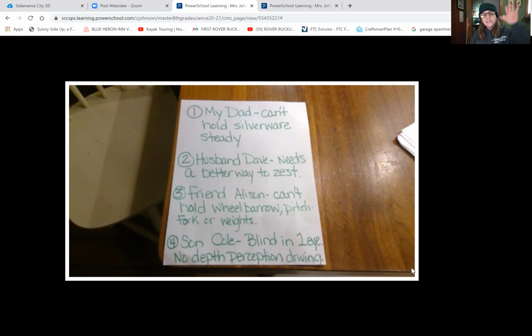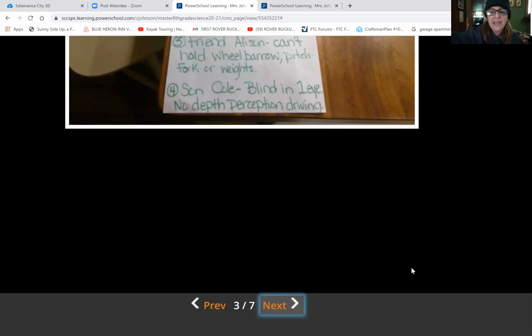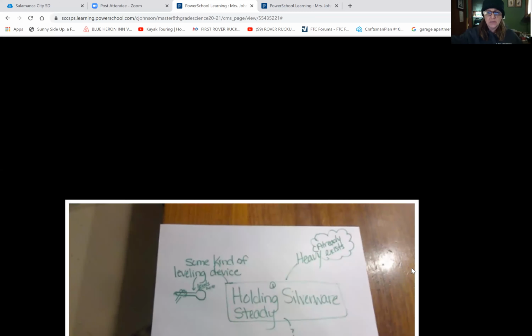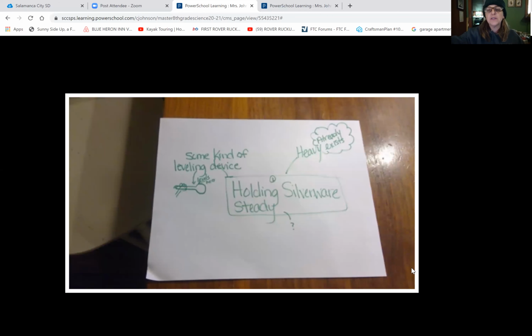So I felt like these were four things that spoke to me the most. So from there, I had to take each one of those and ideate. Remember, I'm going through the design process. So in my next slide, I take my first. The first one was being able to hold silverware steady.